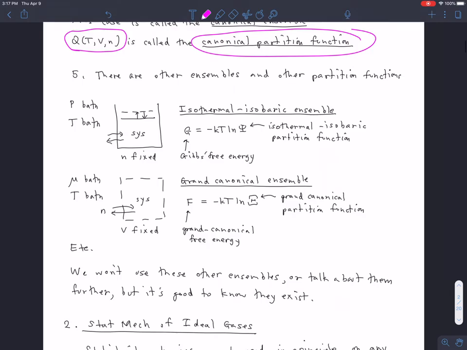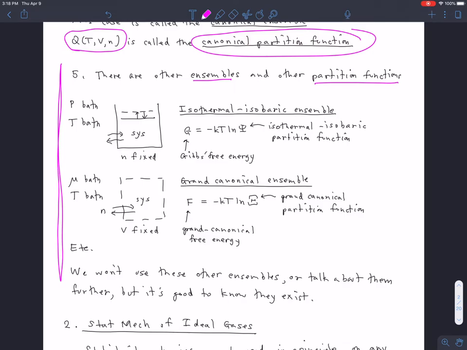But before we do that, let me just point out that there are other ensembles and other partition functions. We're not going to talk about them in this semester, but it's good that you know that they exist so that when they come up in your reading or in other classes later, or if you go to graduate school, they come up in a graduate class, say, that you've heard about them at least.